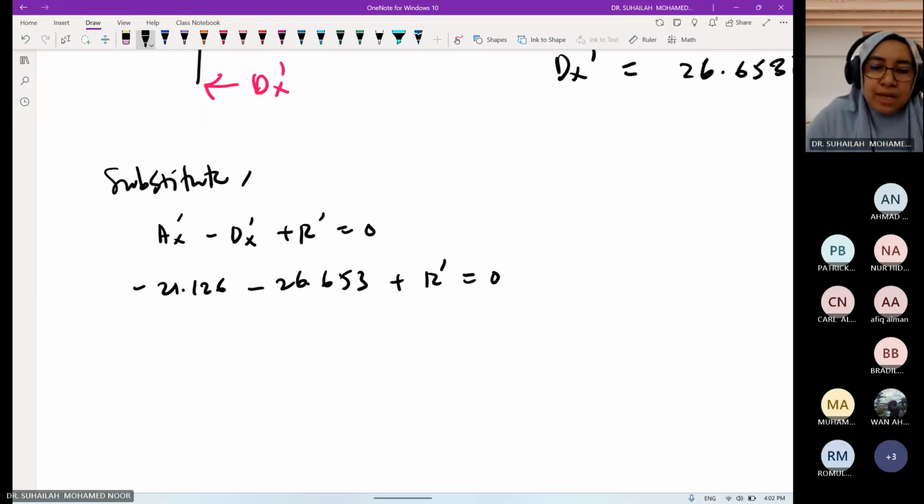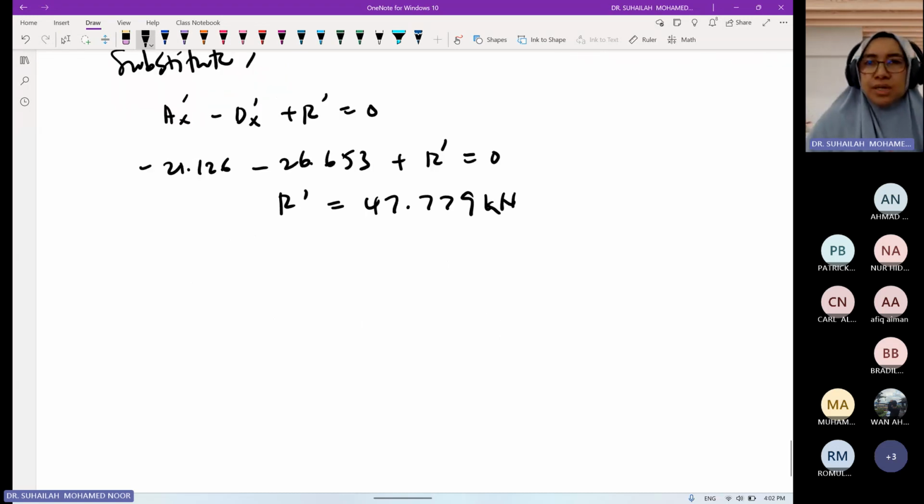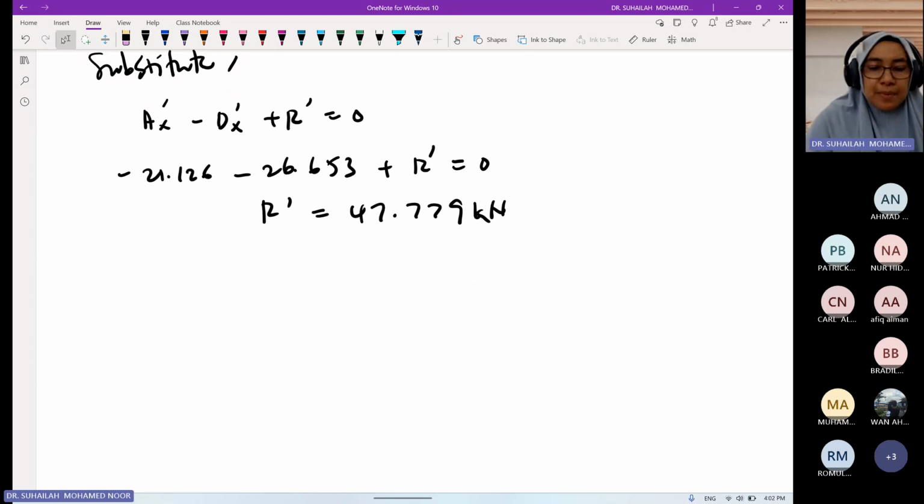So R prime is equal to 21.126 and 26.653. Okay, this one is 47.779 kilonewton. Okay, so this is step number 3. Then step 4, M final.